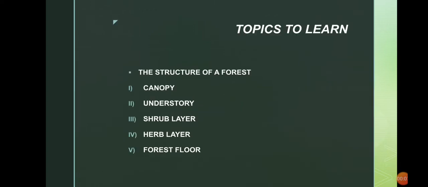Today we will be learning about the structure of a forest. What are the different layers of a forest? We will be learning about 5 different layers of forest. What are the 5 different layers? Canopy, understory, shrub layer, herb layer and forest floor. Regarding this we will be studying in detail. So let's proceed.